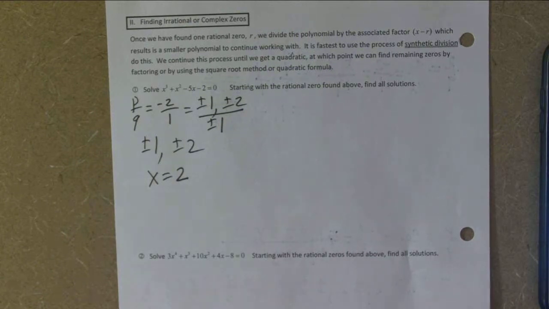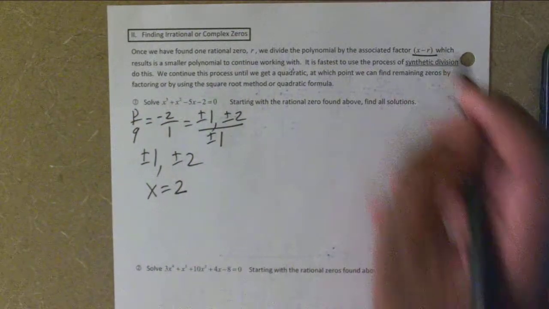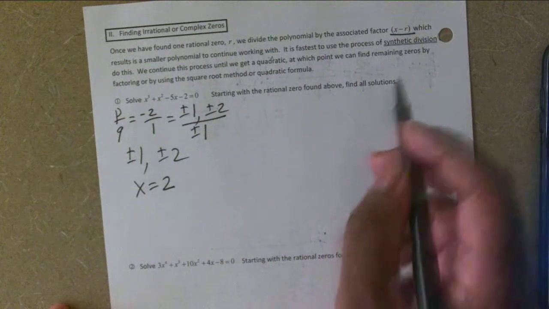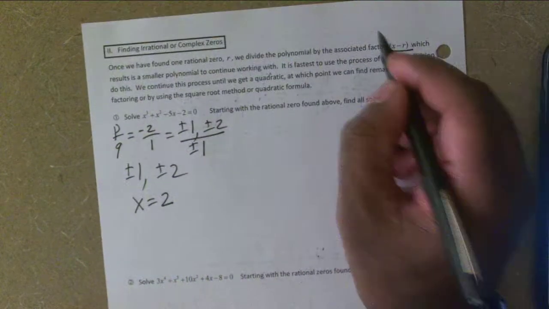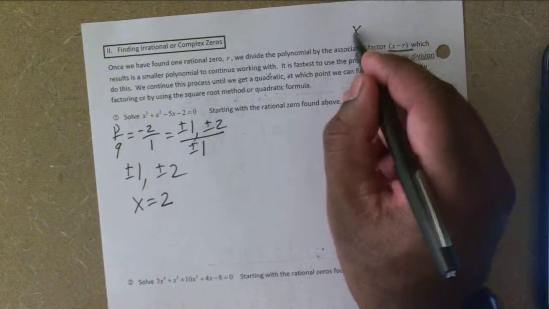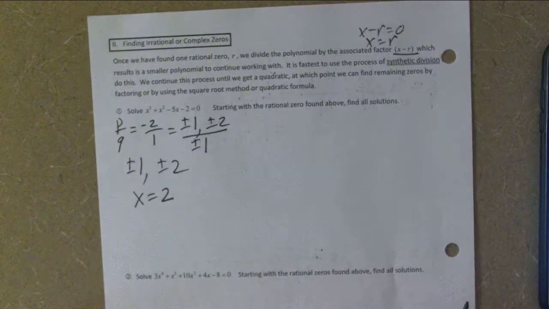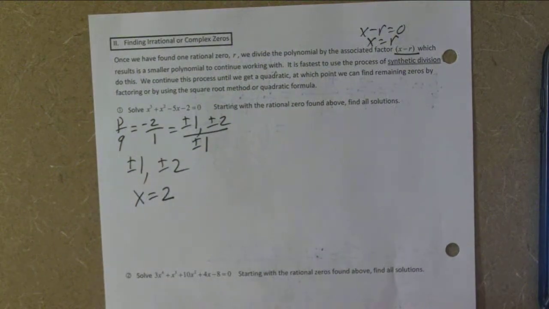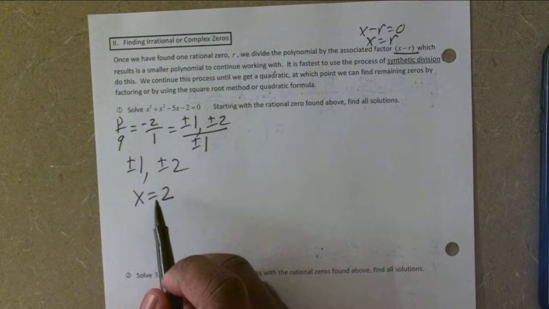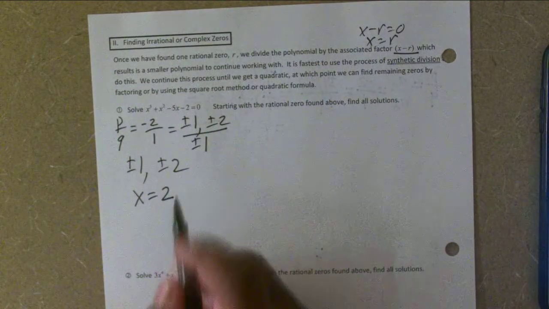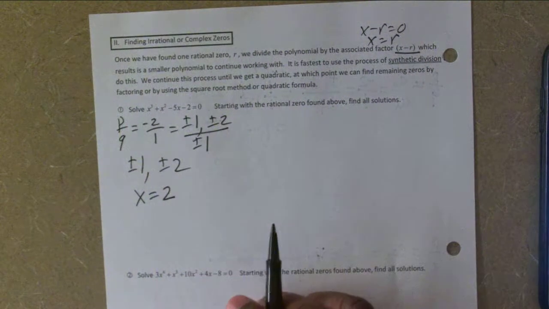Okay, so now, this is what we would do. Remember we had that problem, and it's stated up here, x minus r. And then we notice when we had x minus r, and if we set that equal to 0, that would end up giving us x equals r. Does everyone follow that? So if we rewrote this, well, we'll get back to that. Let's first do synthetic division.